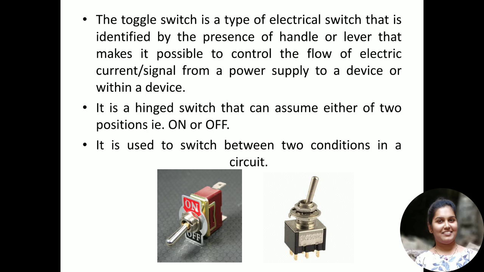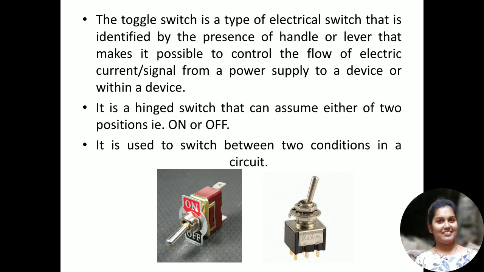This is a hinged switch that can assume either of the two positions, like on position or off position. Okay, so in a toggle switch we find only two kinds of positions, that is either on position or off position. It is very much similar to the single pole single throw switch, where we find only two positions or two terminals there in the single pole single throw switch.